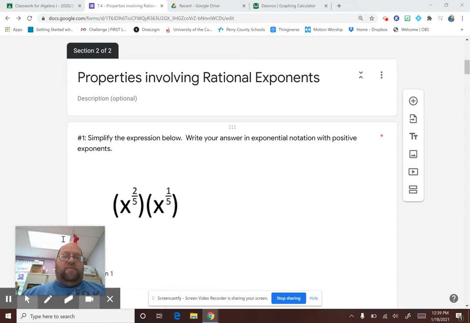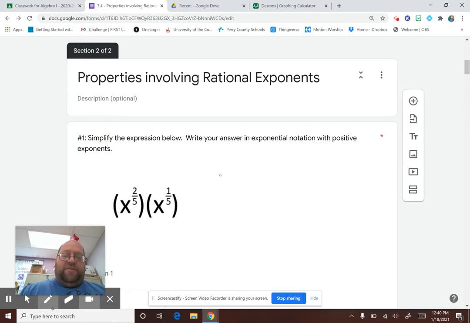Hey guys, we're going to be talking about properties involving rational exponents. This is the next to last section that we're going to be looking at here today, and the rules for this apply exactly the same as what you've already learned. It's just the fact that it has fractions, which we hate, but that's okay. We're going to be able to get through it. Okay, so let's take a look at this.